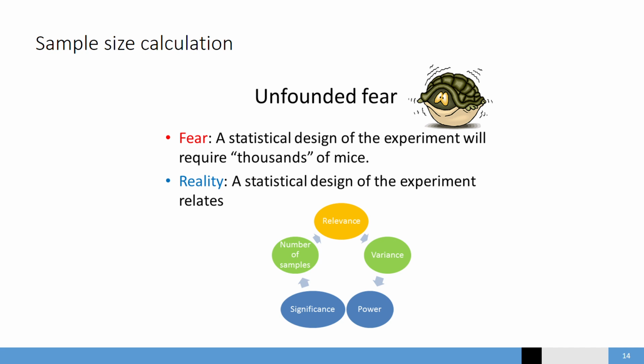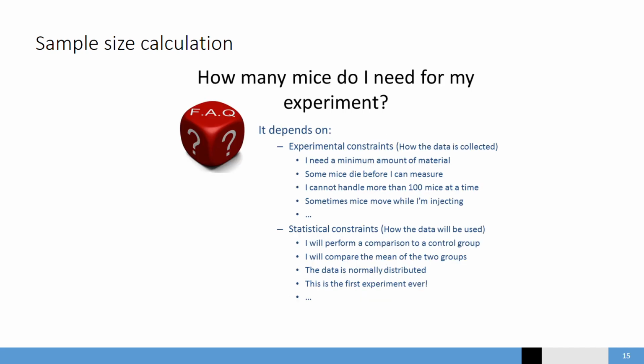The sample size that you need for an experiment will have some statistical constraints, which are the ones that we will focus on in this lecture. These constraints are about what comparison you will do afterwards. Once you have collected your data, you will compare everything to a control group, and you will compare the mean of these two groups, or you will compare the proportion of animals that have a particular feature, or the data is normally distributed or it is not normally distributed. This is the first experiment ever about this topic, so you don't know what the variability of the observations is.